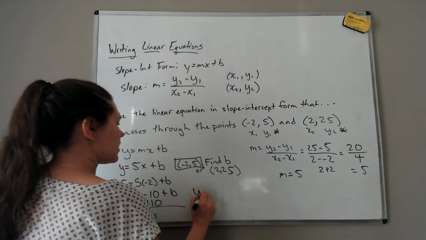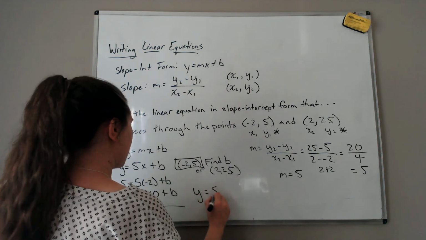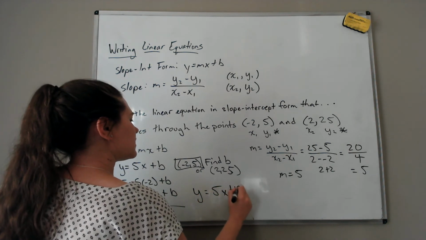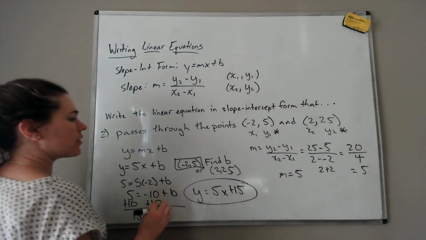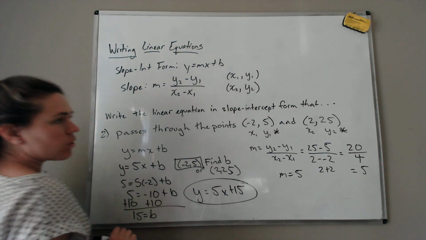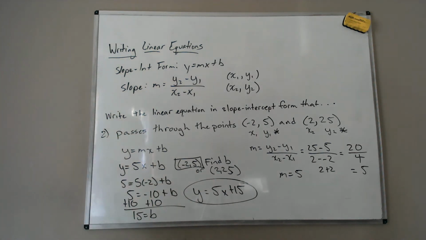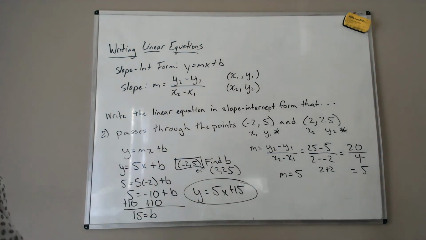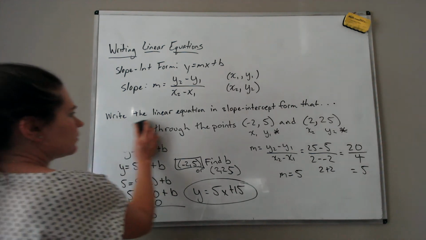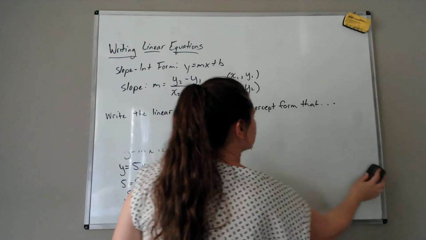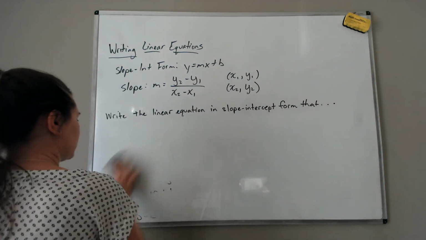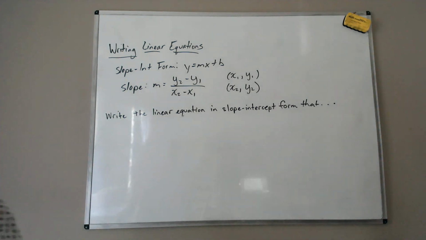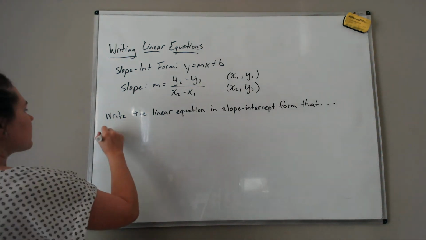So this is going to be y equals 5x plus 15. And you get the same y-intercept whether you plugged in (-2, 5) or (2, 25). So this is what you have to do when you have 2 points given to you and you need to write its equation. Okay, we're going to do 2 more. Number 3.